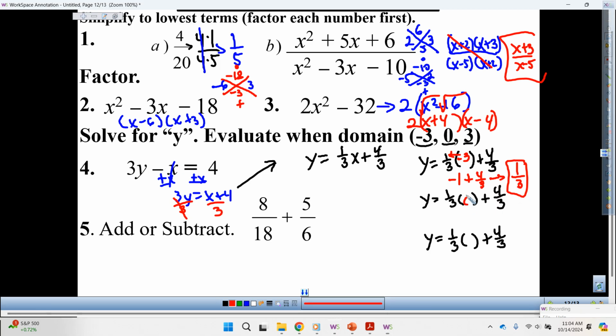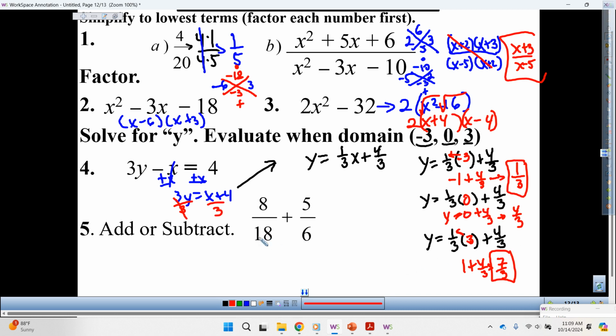Next value, 0. 0 times this is 0, plus 4/3, and the answer is 4/3. Last but not least, 3. What is 3 times this 1? That's 3 over 3, which is 1 plus 4/3. So if we make this into thirds, so that is 7/3. Yes? All right.